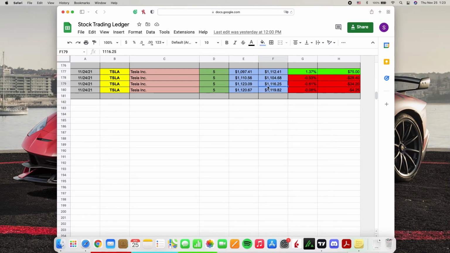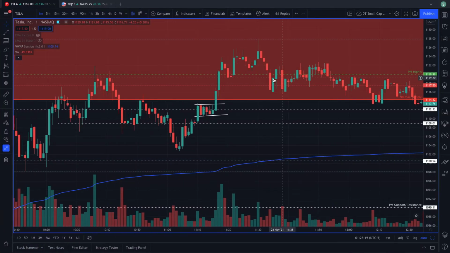Next, my last trade. I cut it pretty quickly because it clearly didn't go my way, and there was no more. That's when I realized, yeah, I'm done. I should not have touched TSLA anymore. Somehow I still did the last one here. So I got in at 1120.